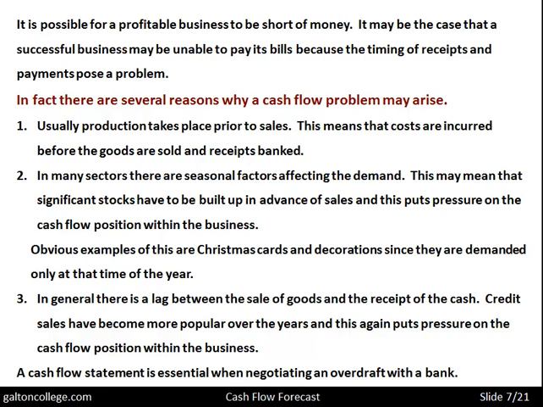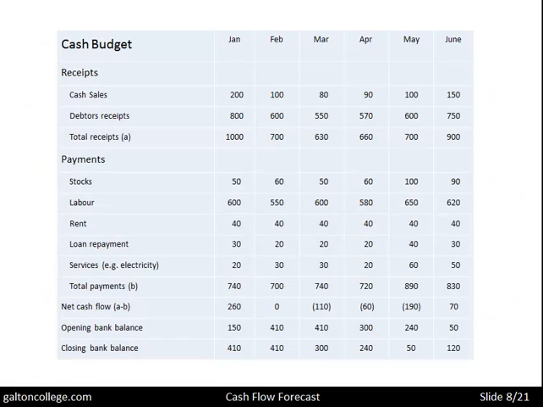Now, let's look at an example cash flow statement and look at how it works, how it's composed. It's the subject matter of other videos on the course, but let's deal with it here as well. So let's say we have a cash budget for January, February, March, up to June. We have receipts on the top and payments underneath. So the receipts: cash receipts, debtor receipts, and total receipts. Then payments: stock, labour, rent, loan payments, services. We might itemize a long list, it depends, and we would have the statement set out like this.